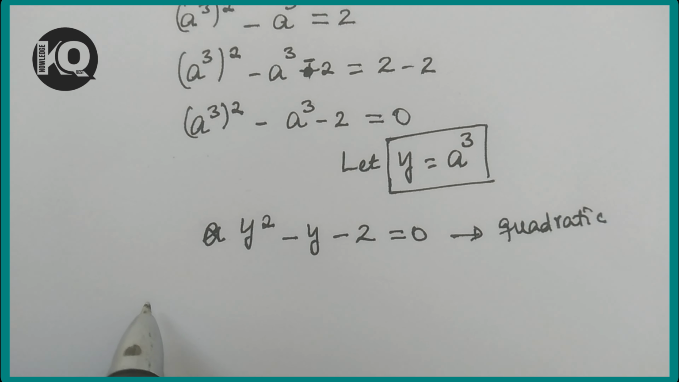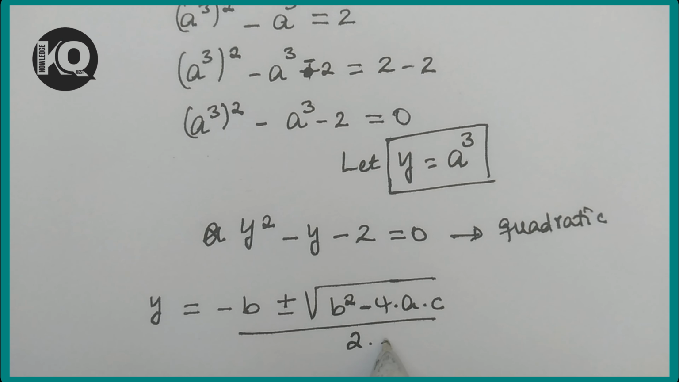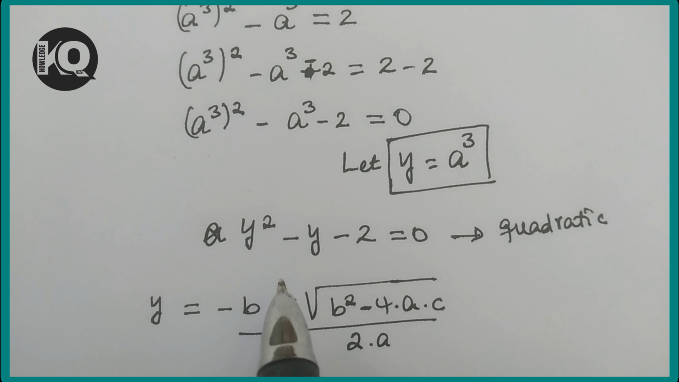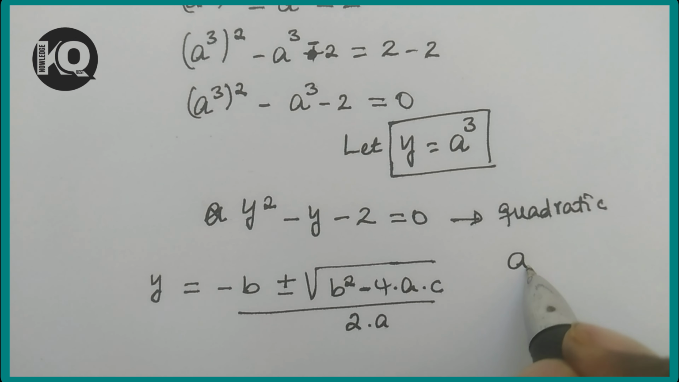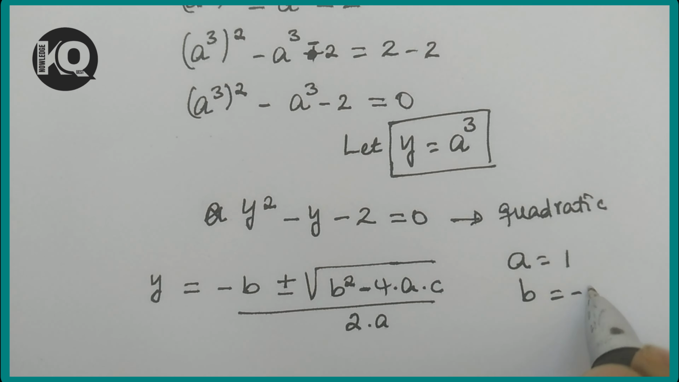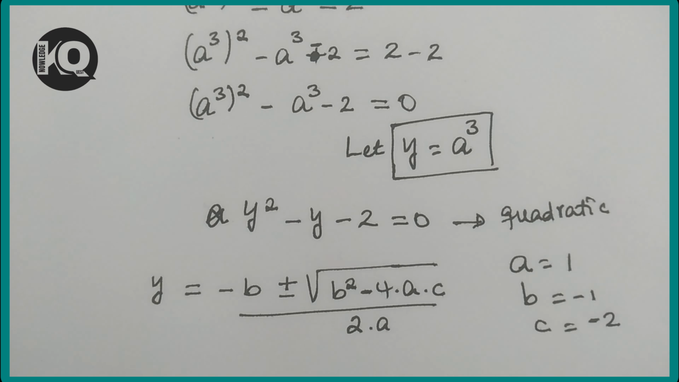So we have the formula y equal to minus b plus or minus the square root of b squared minus 4 times a times c, divided by 2 times a. a, b, and c are coefficients of the quadratic equation, so let's identify the values of a, b, and c from the given equation. So a from this quadratic equation will be 1, b is equal to minus 1, and c is equal to minus 2.